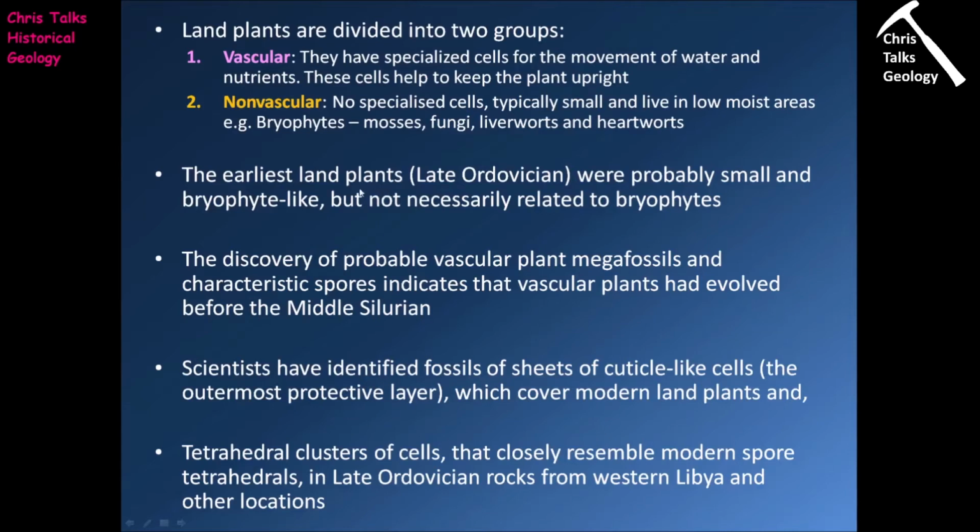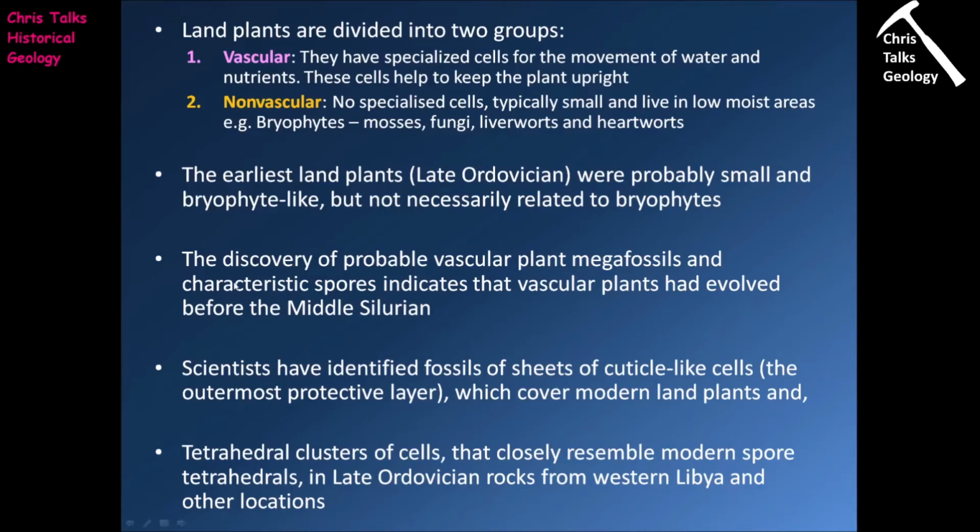So the earliest land plants that we see occur in the late Ordovician, and they were probably small bryophyte-like plants, but we can't say definitively that they were related to bryophytes, so we need to bear that in mind. So one of the reasons that these plants probably didn't fossilize is that they were probably living on rocky outcrops, for instance, or in areas where there were rocky outcrops but the conditions were quite humid and moist. And this obviously wouldn't be particularly advantageous for the successful fossilization of these organisms when they die.